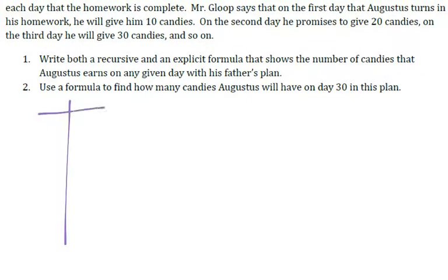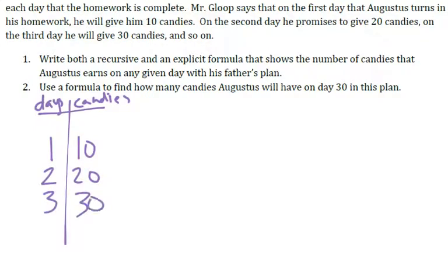So we've got days and candies. It says on the first day, he'll give him 10 candies. Second day, 20. Third day, 30. And so on. So the fourth day would be 40. Fifth day would be 50.